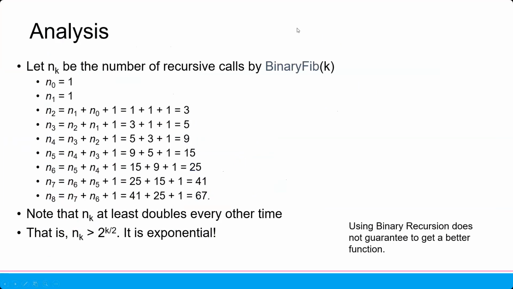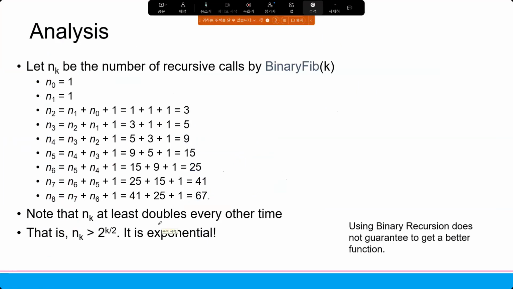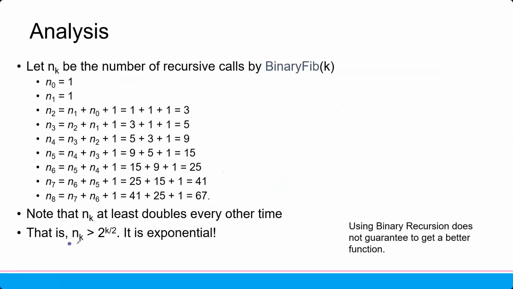So at the end, if we do this analysis, it is 2 to the power of k divided by 2. It is an exponential problem. That's why when you look at the steps in the code, with only 15 numbers, there will be more than 1,000 steps.